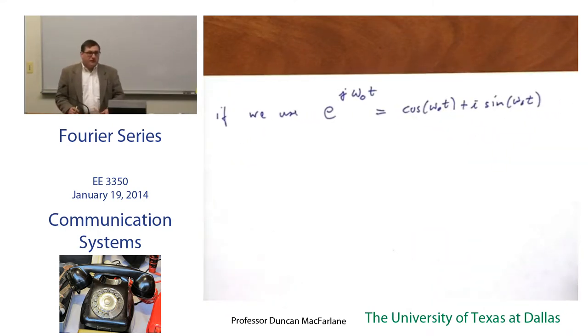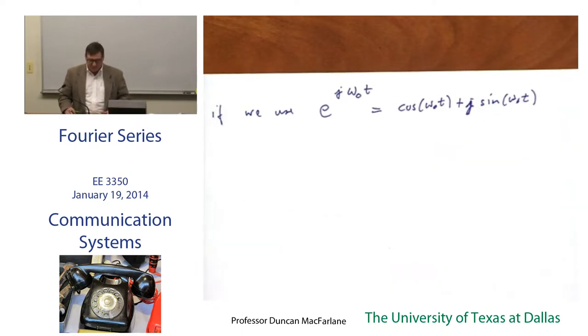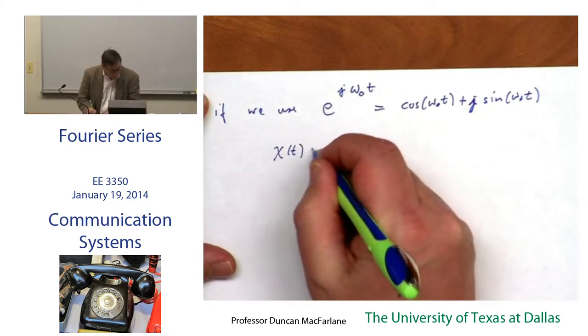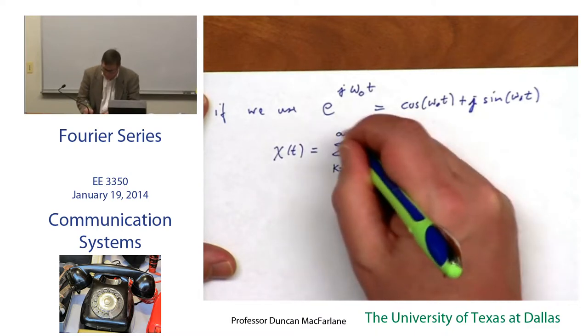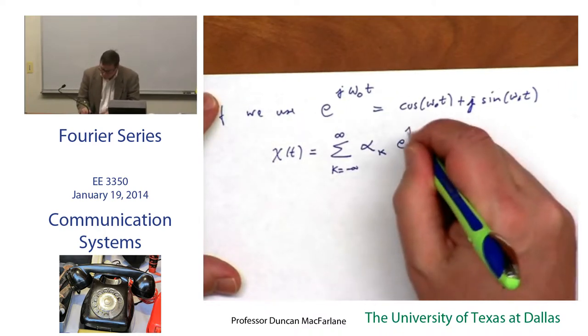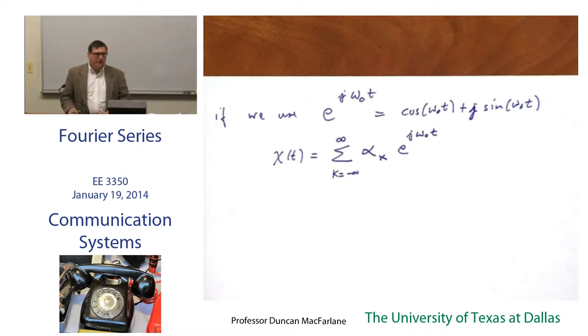If we use Euler's relationship, e to the j omega naught t is equal to cosine omega naught t plus j sine of omega naught t, then I can factor out the b's and the a's into, I'll use an alpha. So I can have a Fourier series that's expressed as a complex exponential.